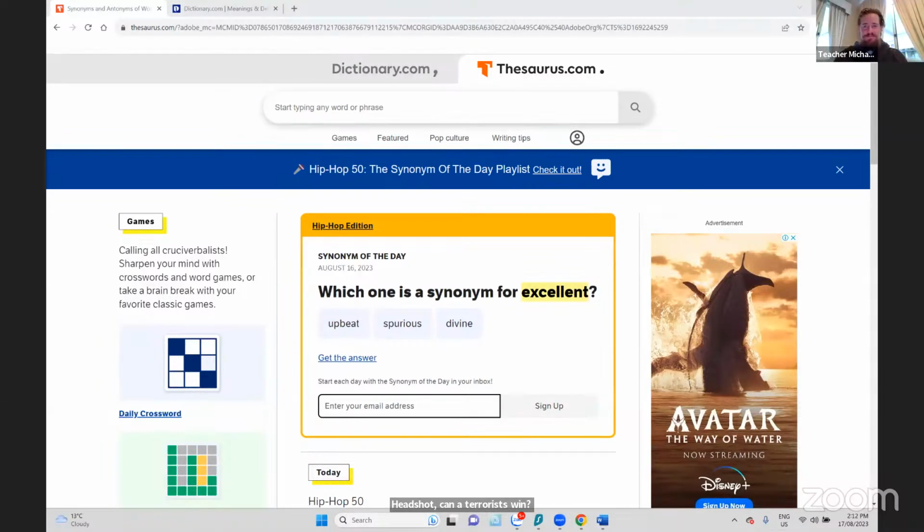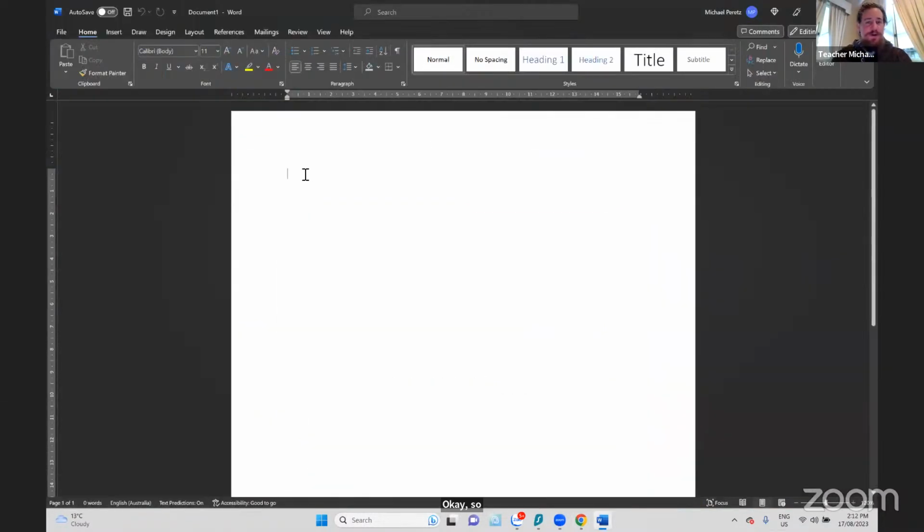Okay, so I'll give you an example of an informal sentence.